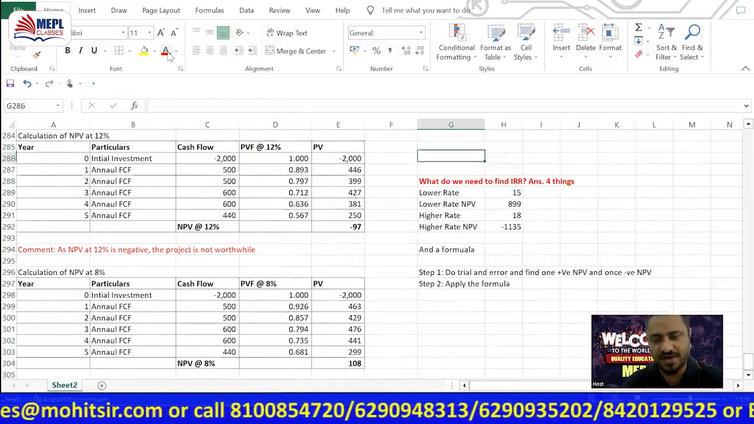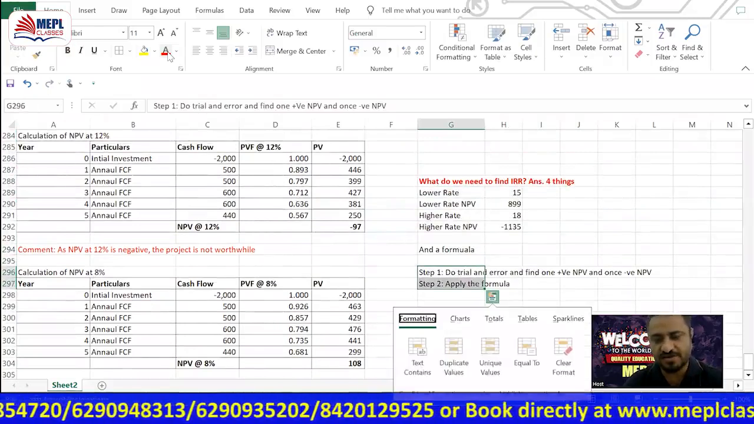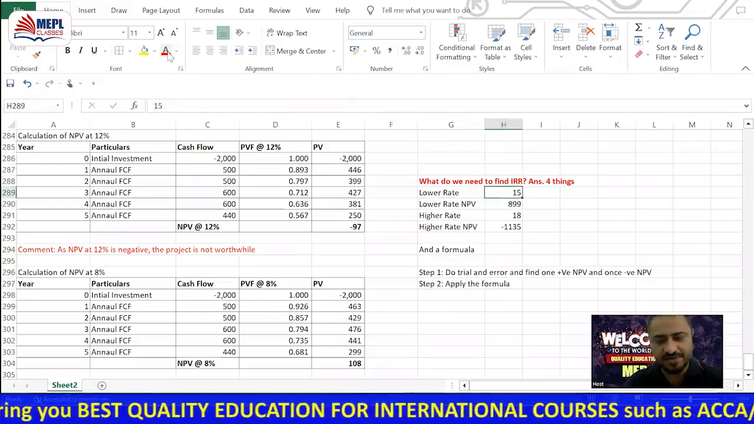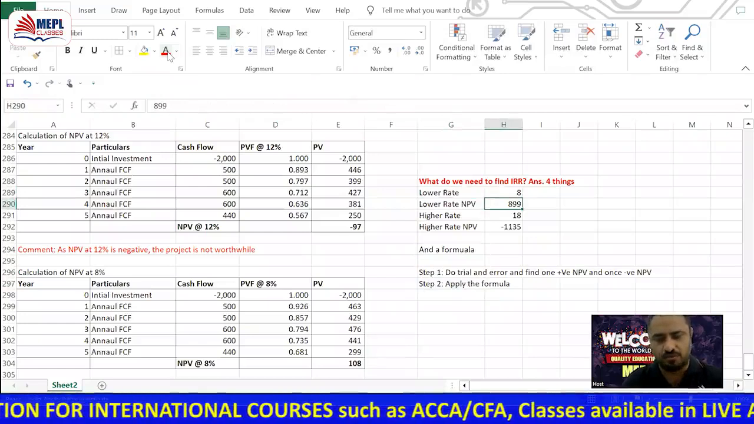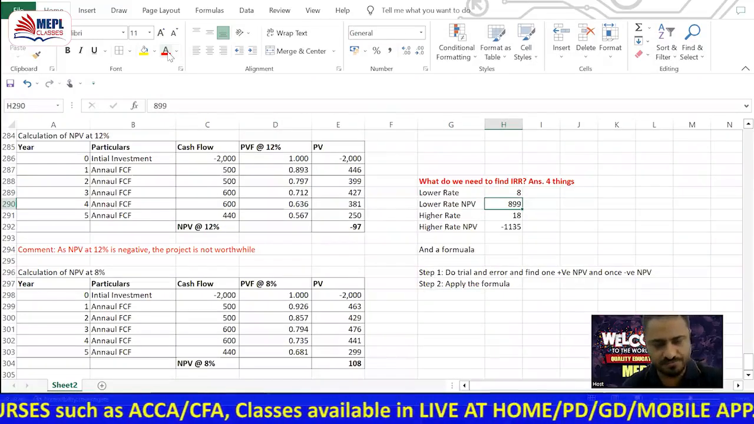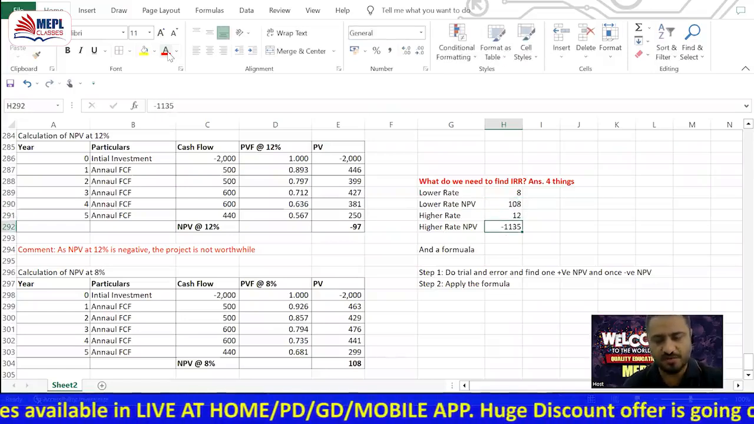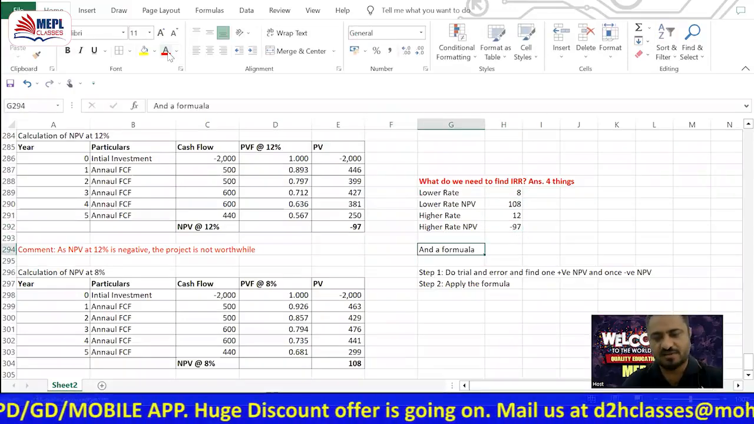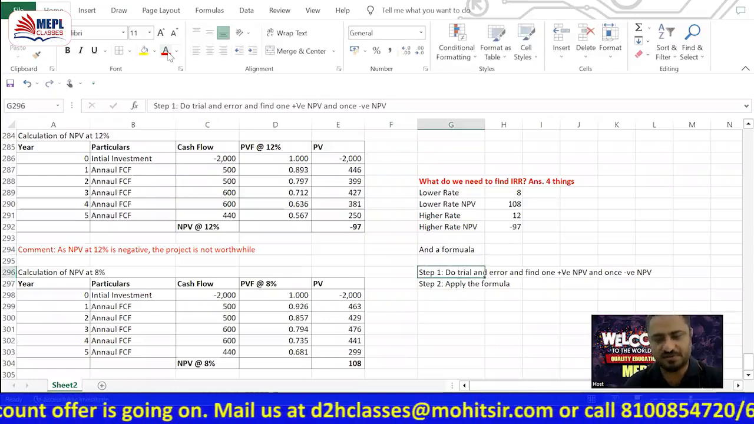What do we need to find? Step 1, do trial and error. Step 2, apply the formula. What is the lower rate here? 12 and 8. 8 is the lower rate. What is my lower rate NPV? Minus... 108 positive. What is my higher rate? 12. What is my higher rate NPV? Minus 97. That's it. Step 1, do the trial and error and find one positive NPV and one negative NPV.